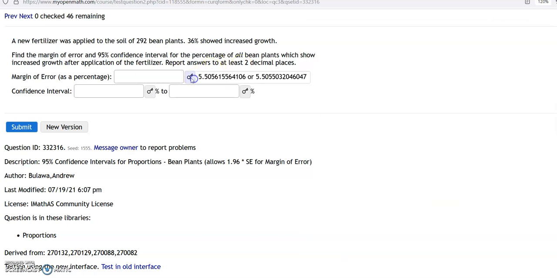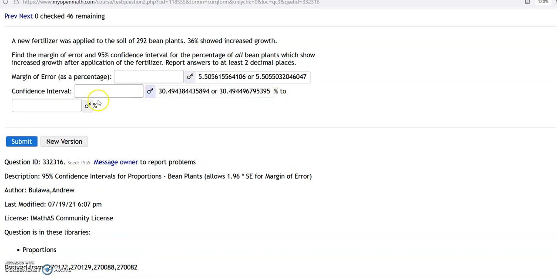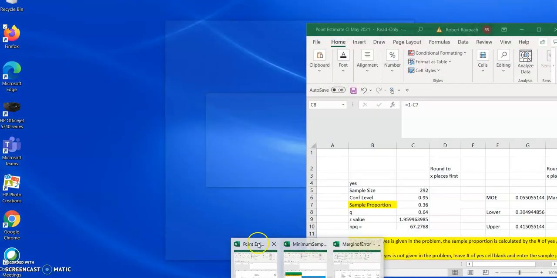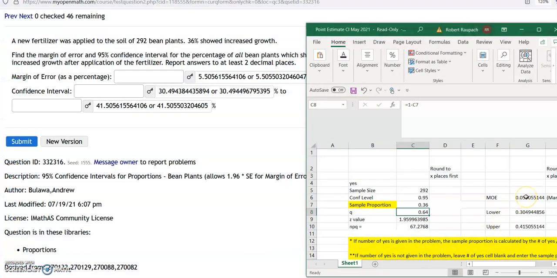So this, again, you need to take your answers for your margin of error, lower and upper, to 4 decimal places, and then convert them to a percentage, which will give you a percentage to 2 decimal places, right?